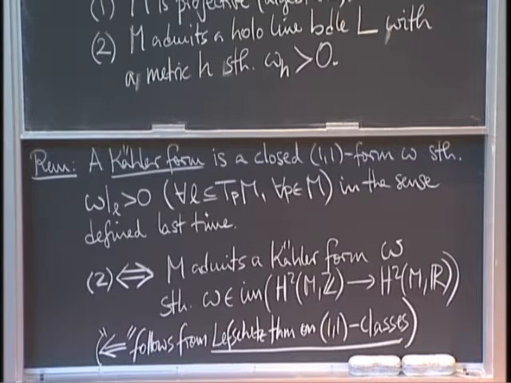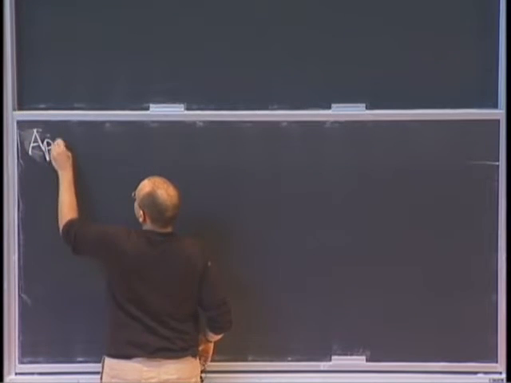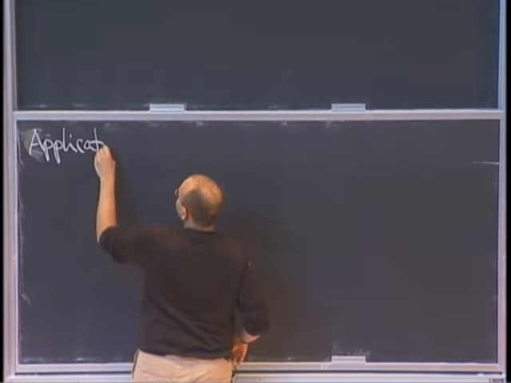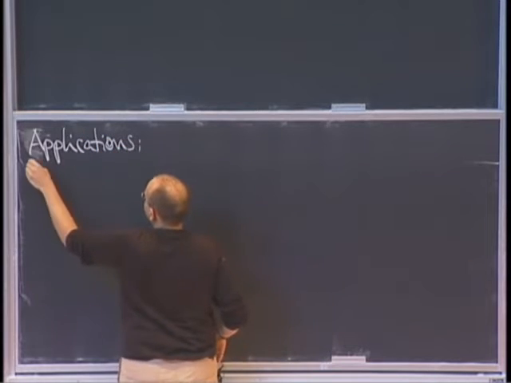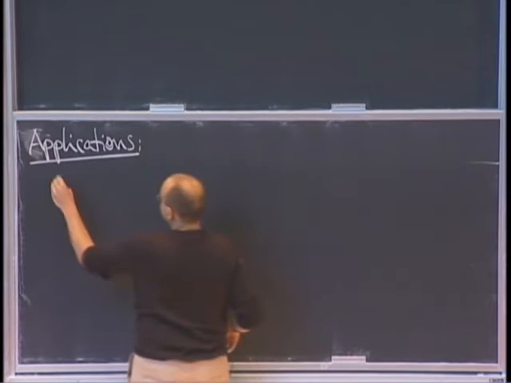But more interestingly, let's talk about applications of Kodaira. So the first and nicest application is that every compact Riemann surface is algebraic.